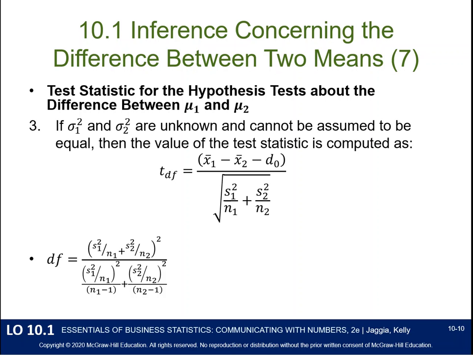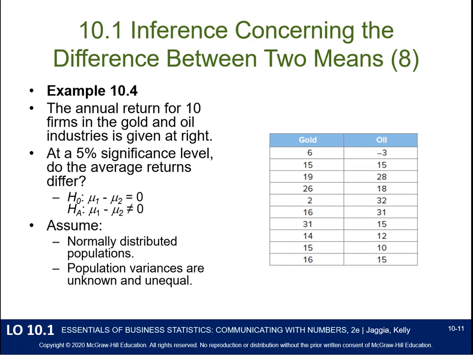Now, if we are not given all of the data for a problem, then we can just calculate the z-score and then calculate the p-value, like looking up in the z-table or using that norm formula like we did in Chapter 9. But if we're given all of the data like we are in this example, example 10.4, where we have the annual return for 10 firms in the gold and the oil industry, and we're looking at a 5% significance level, are the returns different?